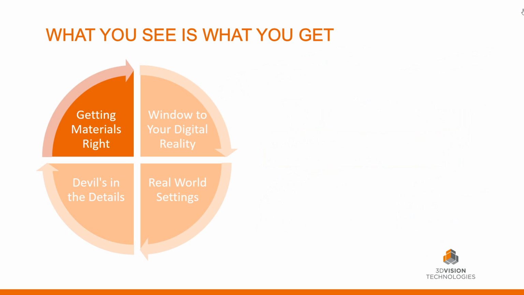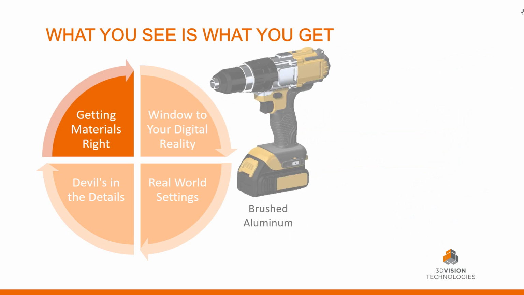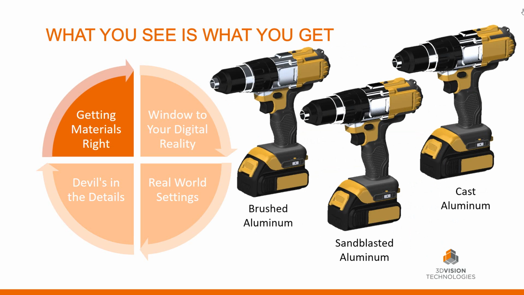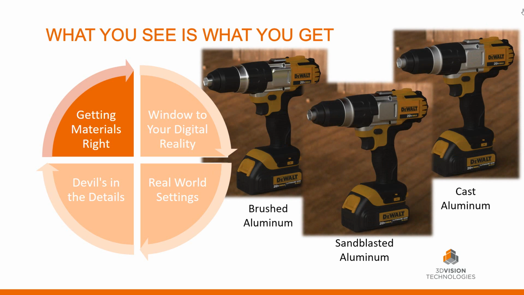Lastly, when we talk about getting materials right, we might look inside of SOLIDWORKS and say, hey, we know we're going to use aluminum, but let's look through some different options, whether we want to use brushed or sandblasted or cast. And we may make a decision based on some of the images we see there. But in reality, those are going to be very different from what the real world is going to be.